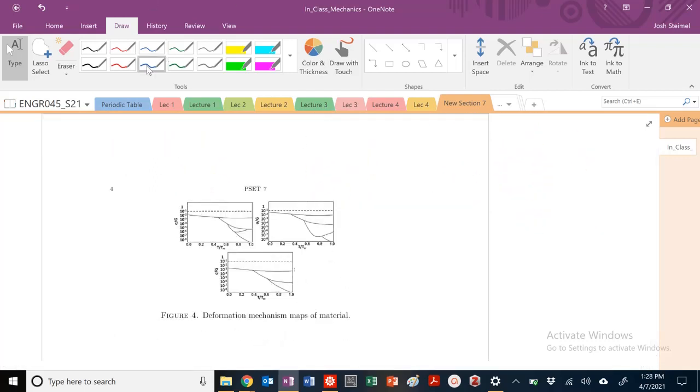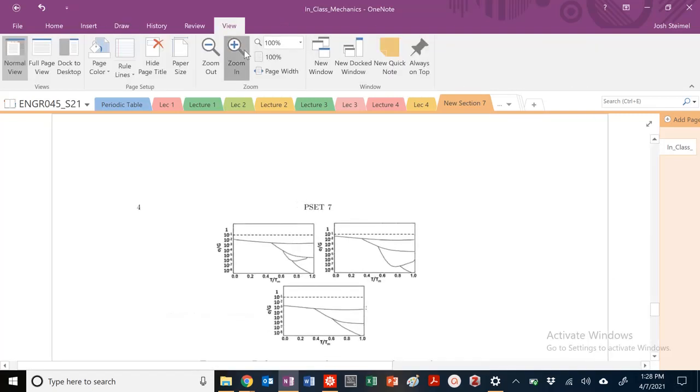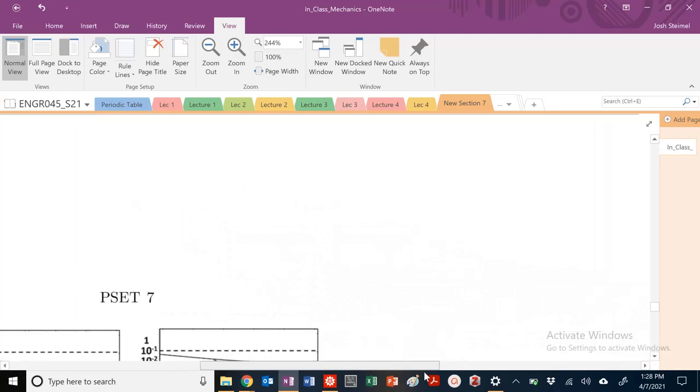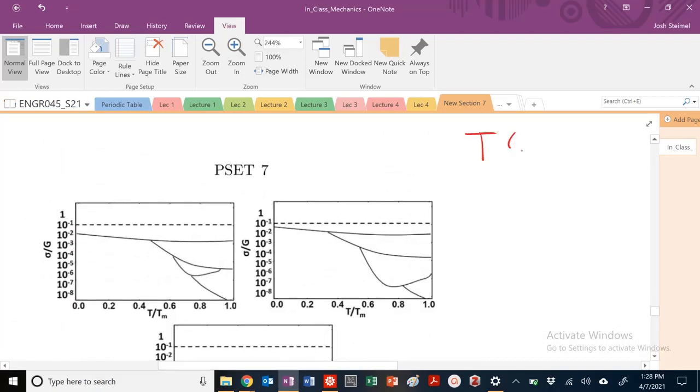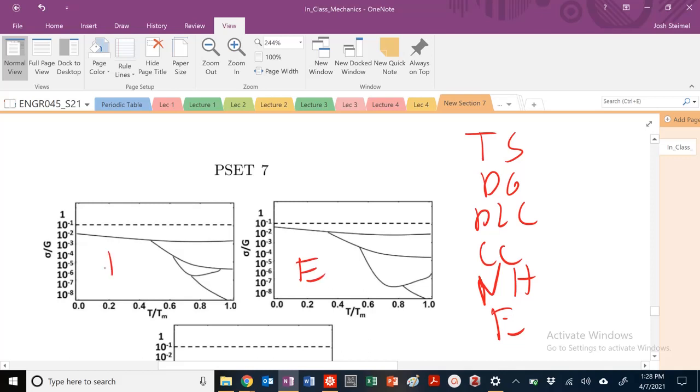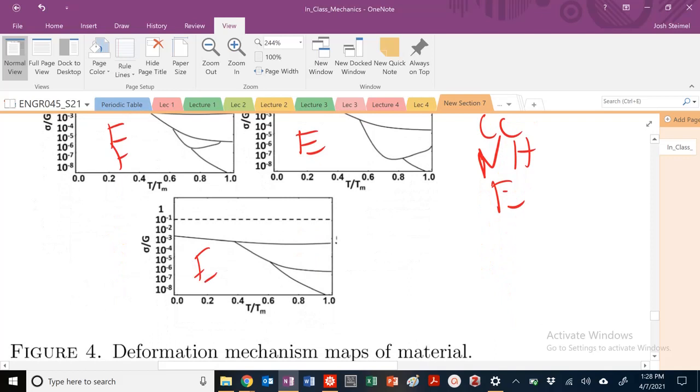So let's get in here and look at this one. I'm going to zoom in a little bit. If I zoom in here, I'm going to label what's going to be happening. So TS is going to be my theoretical yield stress. Then I'm going to say dislocation glide is here, power law creep is here, Coble creep is here, and then Nabarro-Herring is here, and then elastic, E. So I know at low temperatures and low stresses, this is my stress axis, I'm going to be elastic in here. So elastic, and I also know this is my theoretical shear stress. This line, remember, is essentially where I yield at these different temperatures.